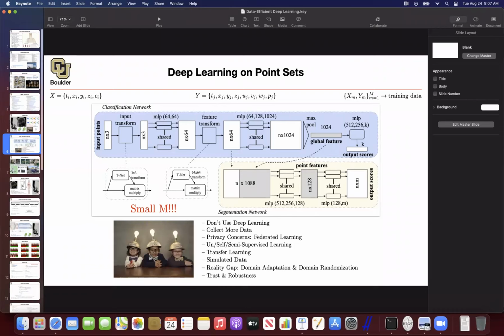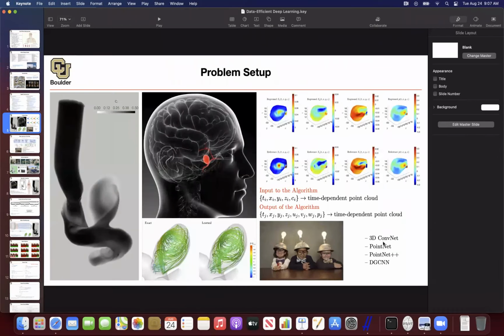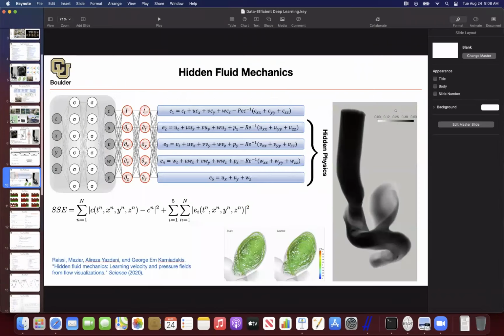Actually, now I understand the question. It's about which architecture are you going to end up using? Are you going to do 3D ConvNet, PointNet, graph neural networks? And to be honest, for this talk and this paper, we were trying to keep this part of the neural network very boring. We were trying to emphasize on the physics of the problem.